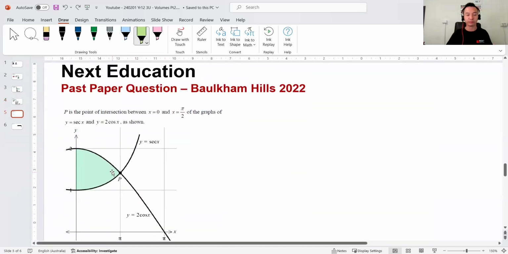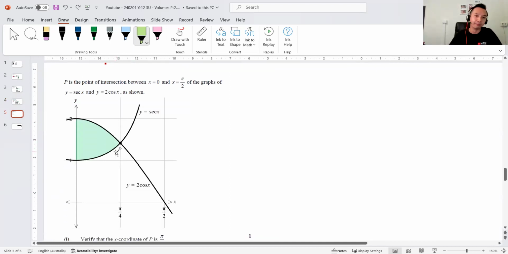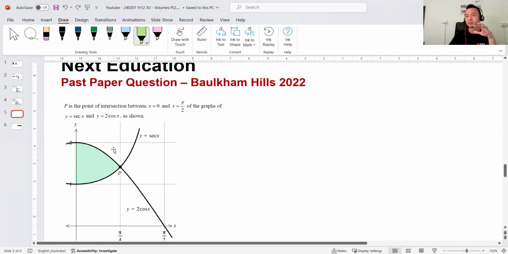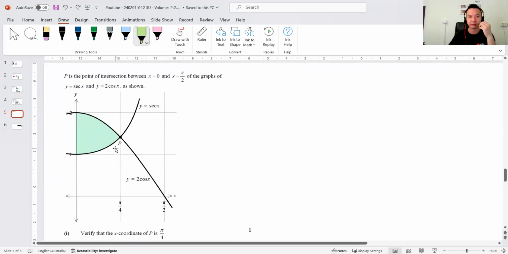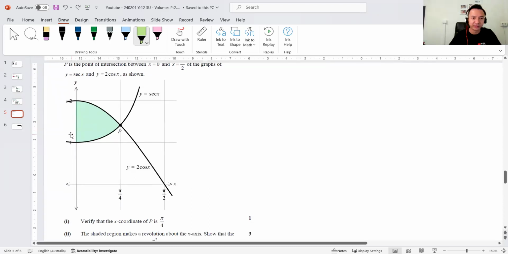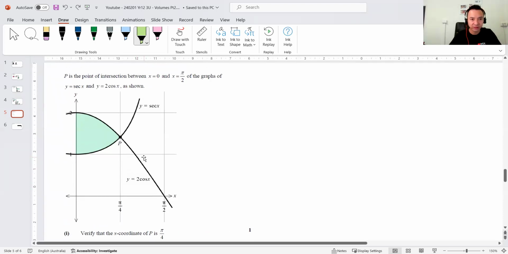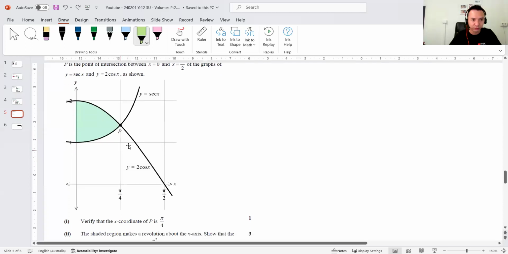This one here is from Balcombe Hills again, 2022. So this is part of the new syllabus. Normally I found that questions when it comes to area and volumes in the new syllabus are harder than the ones that usually appear in the old syllabus. So let's see. This graph has 2 trig graphs intersecting, and they give you where it intersects. It tells you that it intersects at pi on 4 on the graph, right?